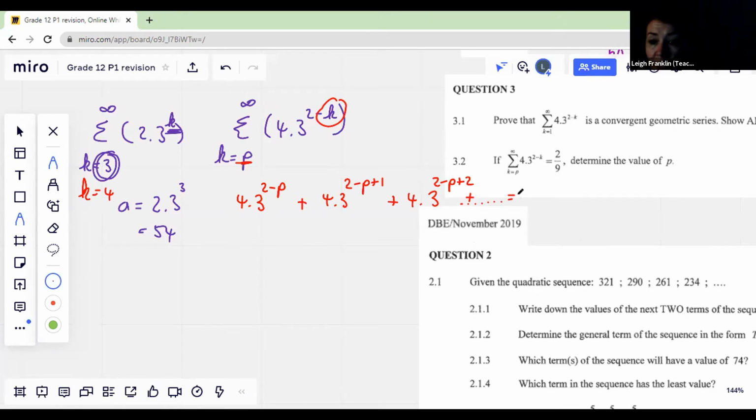Why is it not 2P? Okay, because that's 2 times P. This is 2 more than P. So 2 more than P is P plus 2. Twice P is 2P. Okay, all right. And we know that all of this adds up to 2/9, right? So when we work with sum to infinity, our sum to infinity formula is A over 1 minus R.